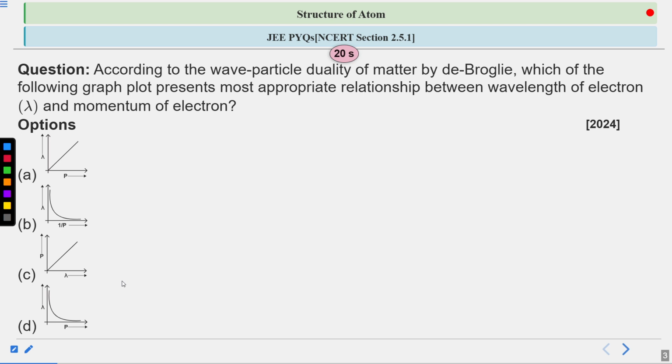So you get some time to think about it and try to conclude it. Then we will see which option is our correct answer. Okay, let's see.